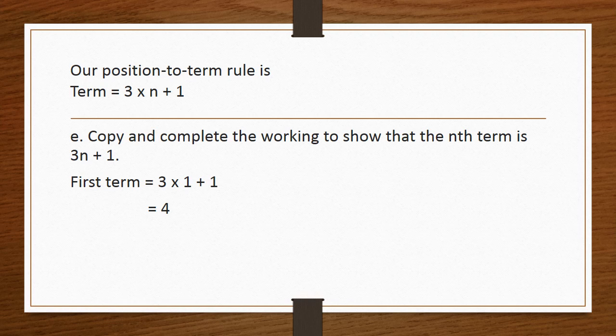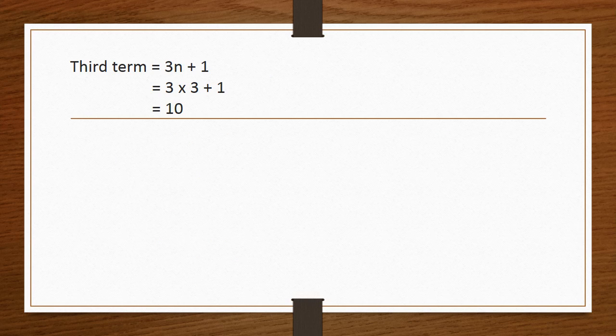So 3 multiplied by 1 plus 1 is equal to 4. So the first term is 4. Then the second term, 3 multiplied by n plus 1, that is 3 multiplied by 2 plus 1, that is 6 plus 1, 7. So this will be our second term. Now the third term, 3n plus 1, that is 3 multiplied by 3 plus 1, that is 9 plus 1 equals 10. Then the fourth term, 3n plus 1, that is 3 multiplied by 4 plus 1, that is 12 plus 1 equals 13.